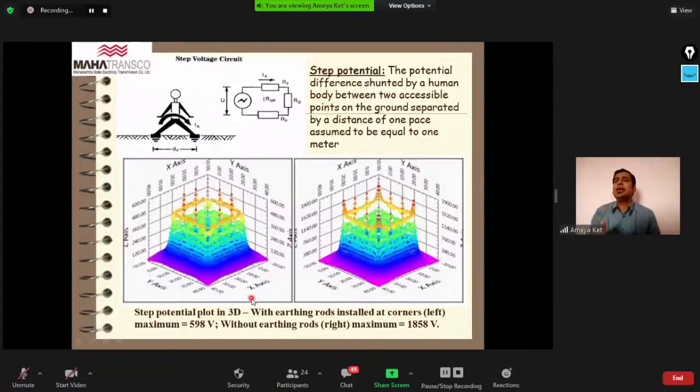I'm giving you one prima facie highlight of this step potential. So we are covering the case of step potential, what exactly it is, how it is represented, and what happens to the step potential if earthing is there and if earthing is absent. Now coming to the next slide, touch potential.